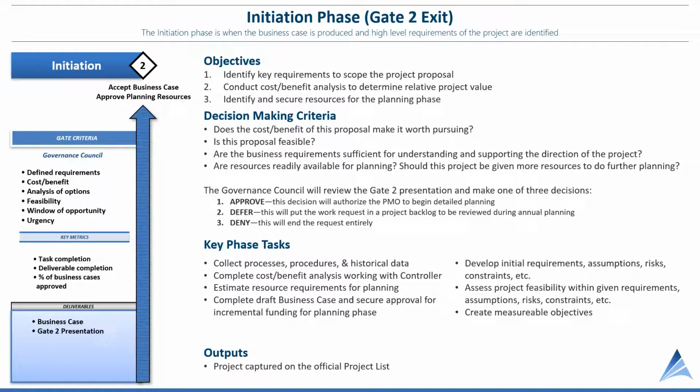Here we have an initiation phase. This phase could be used to complete a business case before a full formal project plan is developed. Again, we have certain objectives: to identify the key requirements, to conduct cost-benefit analysis, and to identify and secure resources for the planning phase. The phase gate process also helps organizations fund projects phase by phase, rather than funding an entire project up front when a lot of information, key information, is missing.